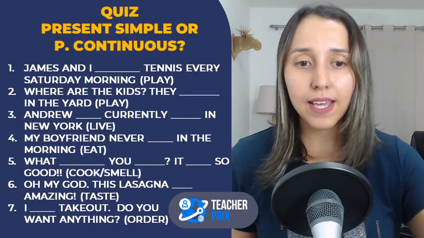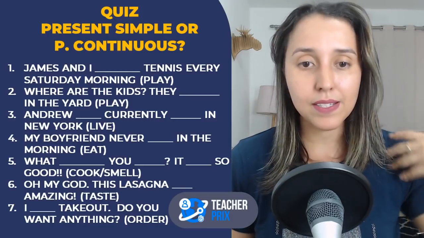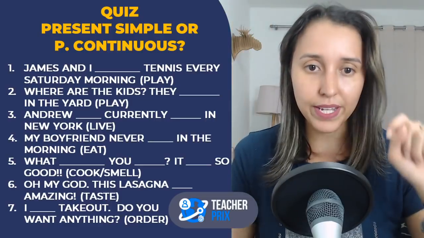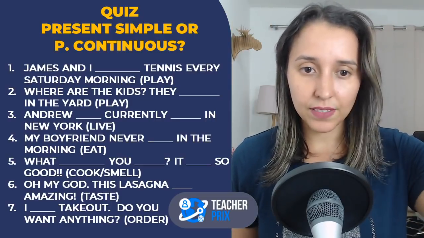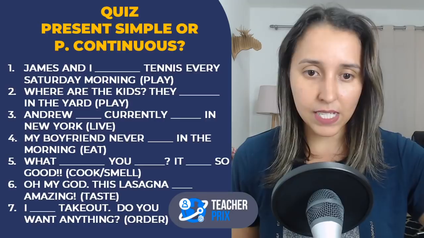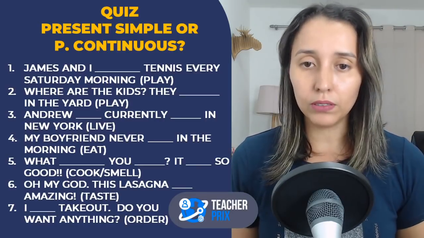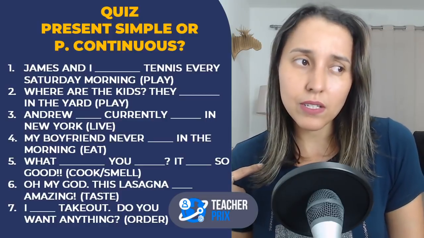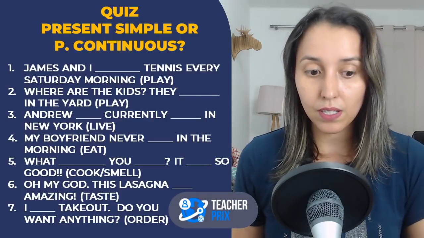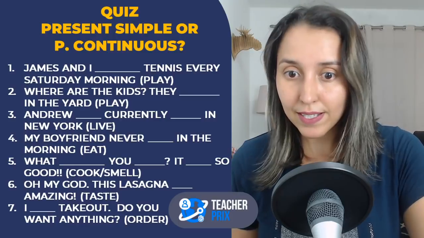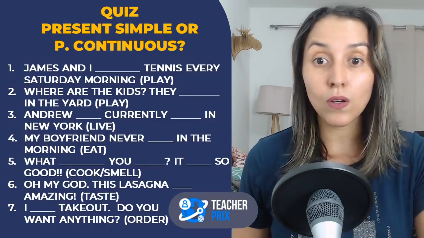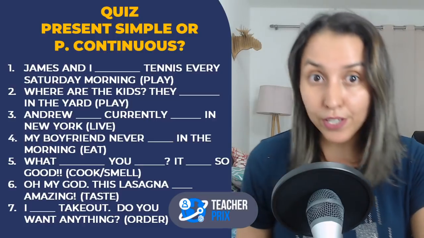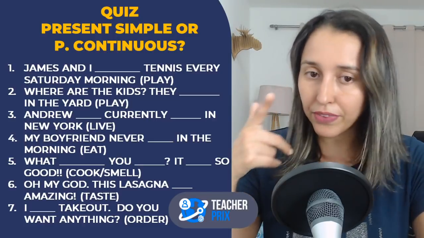This quiz I have here, in this quiz there are 7 phrases, okay? And here you have the verbs in brackets: play, live, eat, cook, smell, taste, order. It's simple. You have to think, after this beautiful lesson, is it in the present or is it in the present continuous? Remember, if it's in the simple present, you also need to think, oh, do I need to conjugate this verb, he, she, it? Is it a question? Okay, think about that.